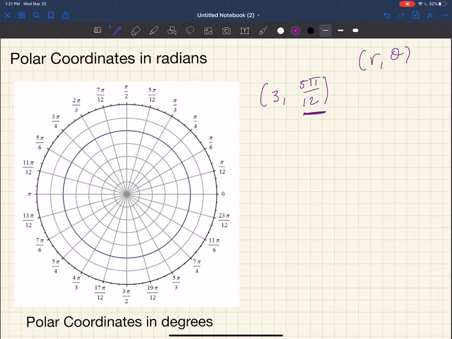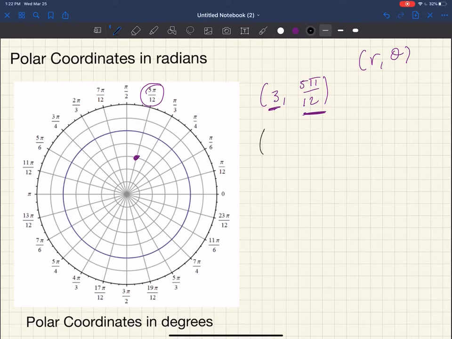First thing we're going to do is locate 5π/12 in our unit circle, which is right here. Then we're going to go 3 units towards 5π/12, starting at the origin, because r is 3. So 1, 2, and 3. So that's where our point is located.